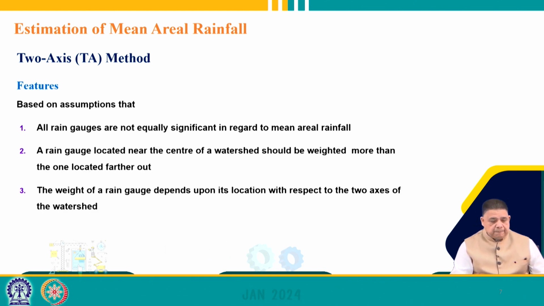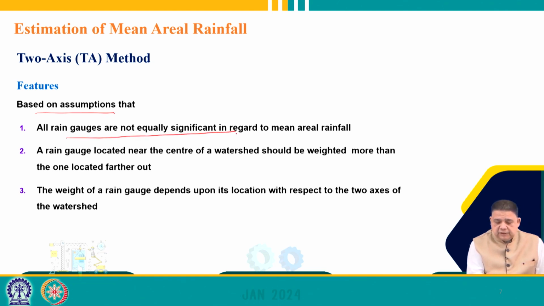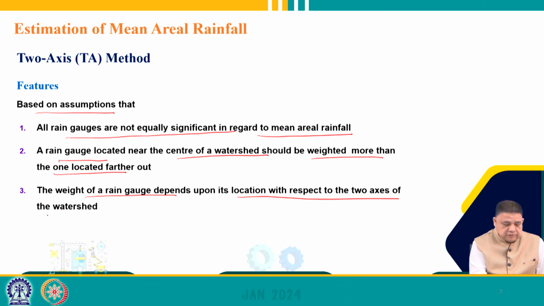Now, there are certain features of this method. It is based on the assumption that all rain gauges are not equally significant in regard to mean annual rainfall. A rain gauge located near the center of the watershed should be weighed more than one located farther out, and the weight of the rain gauge depends upon its location with respect to 2 axes of the watershed.